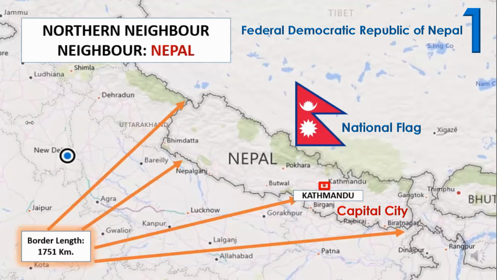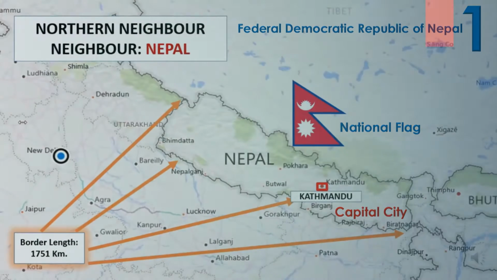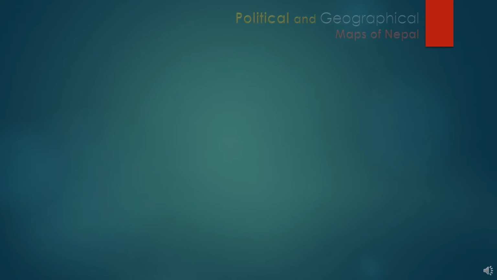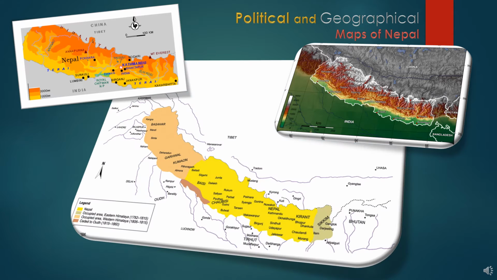Here we go. Number 1. Federal Democratic Republic of Nepal. The border length between India and Nepal is 1,751 kilometers. Here, as you can see, the capital city of Nepal is Kathmandu. And also, you could see the national flag here. Here are the political and geographical maps of Nepal.